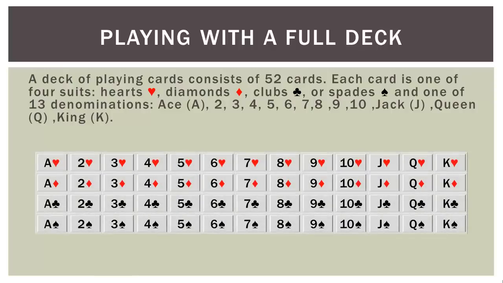If you lay the cards out, they actually look like this. So in our first row, we have all of our hearts. So hearts is our suit. And then we have the denominations of ace, 2, 3, 4, 5, 6, 7, 8, and so on. The next row is the suit of diamonds. The next row, the suit of clubs. And then the last row, the suit of spades. And then, of course, in our columns, we have each denomination. And that is 52 cards.